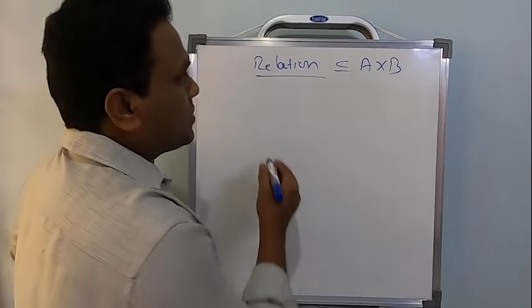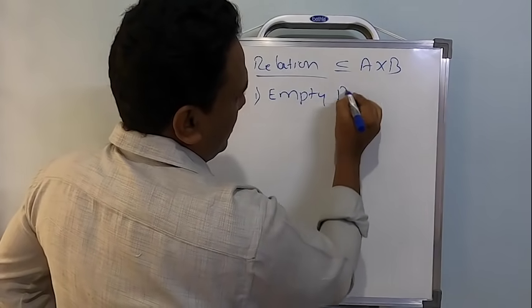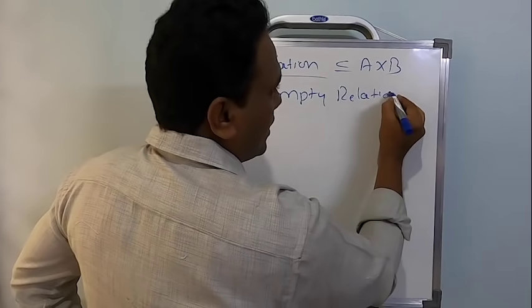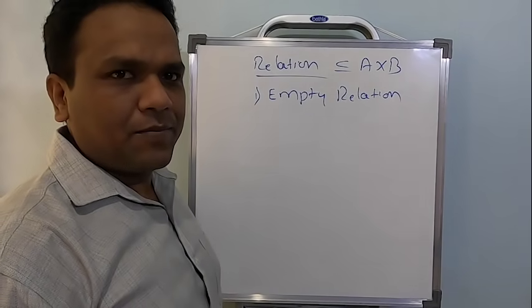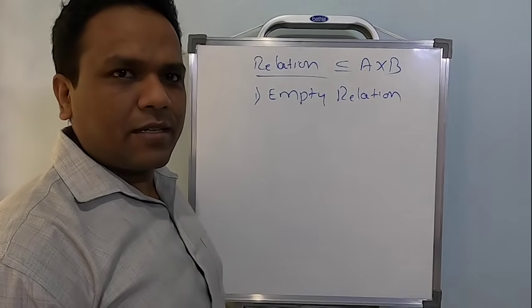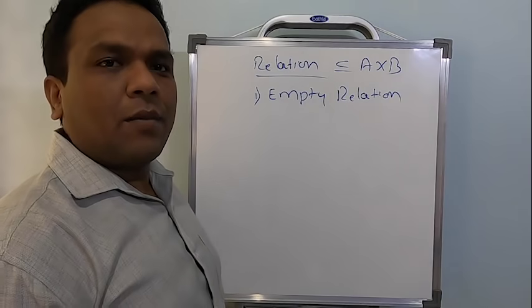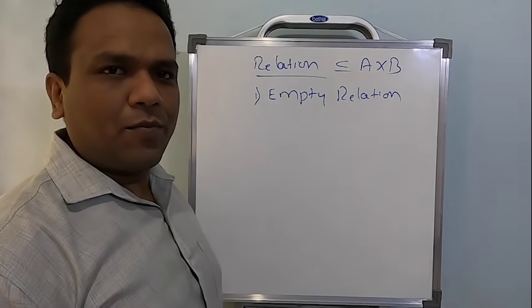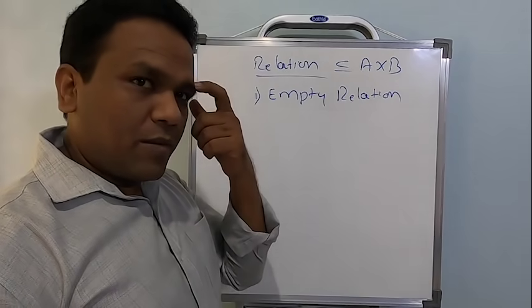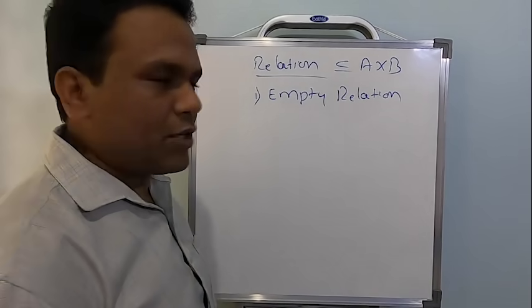So types of relations, basically: the empty relation is the first one. It's a relation actually, but it's not going to have any elements. Like we discussed in the example, in a school where all are boys, the relation contains ordered pairs (A, B) such that A is a sister of B. So there exist no elements at all. That will be the best example for an empty relation.